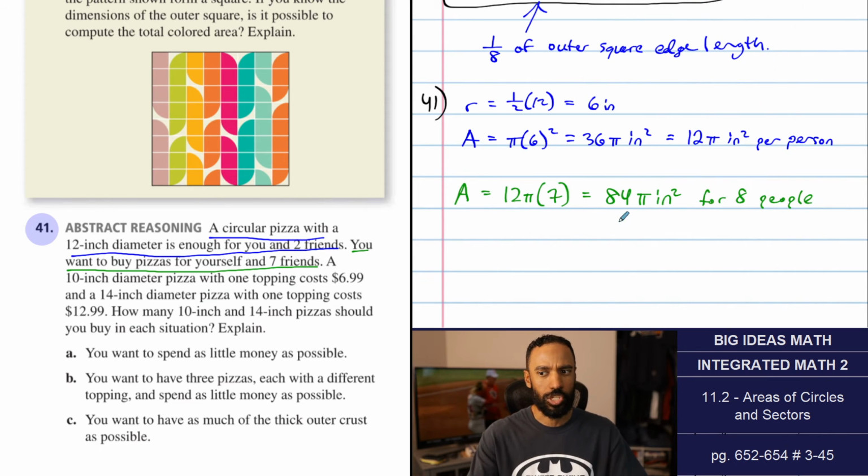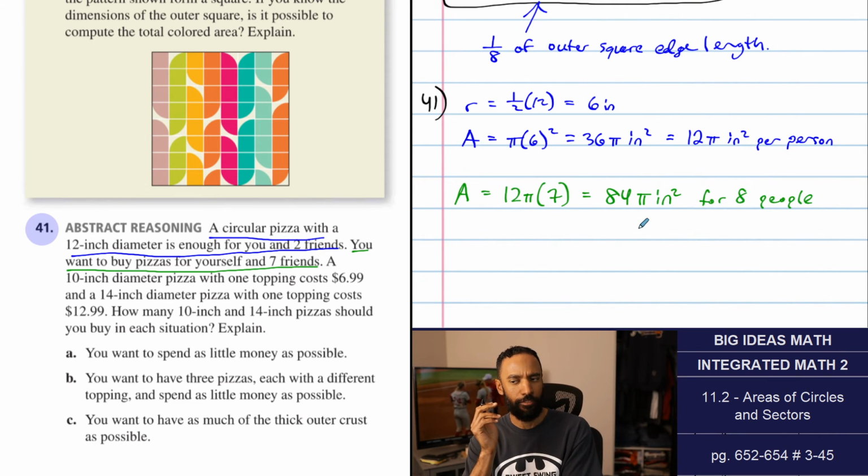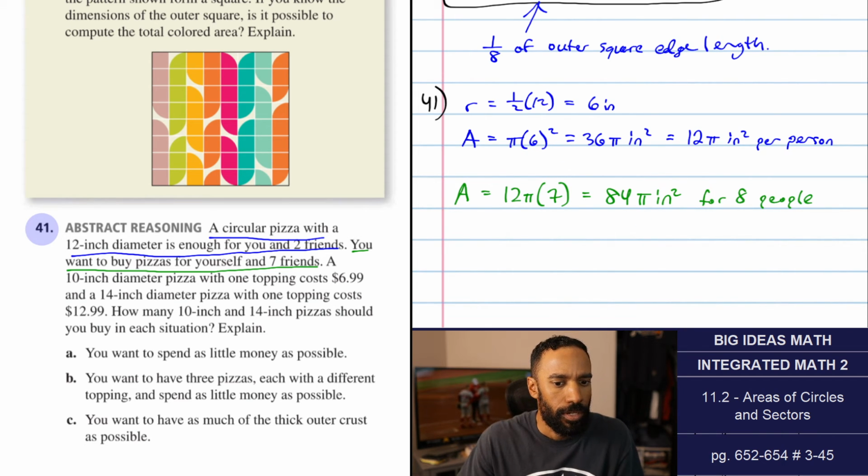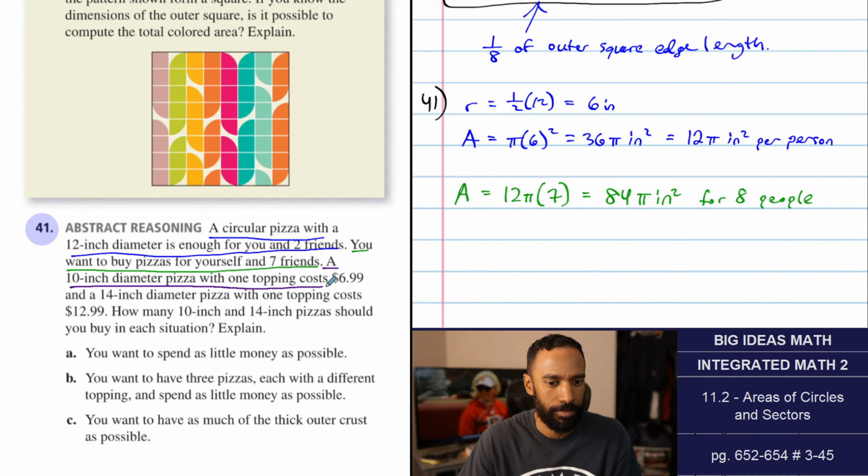That's how I think this is working. We need to make sure we exceed 84 pi. I feel like that's a part of what they're talking about. A 10-inch diameter pizza with 1 topping costs $6.99.